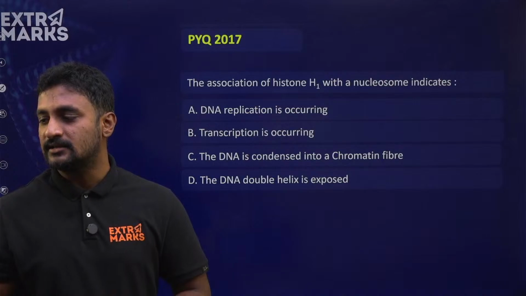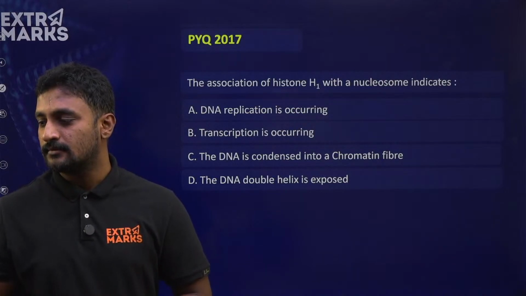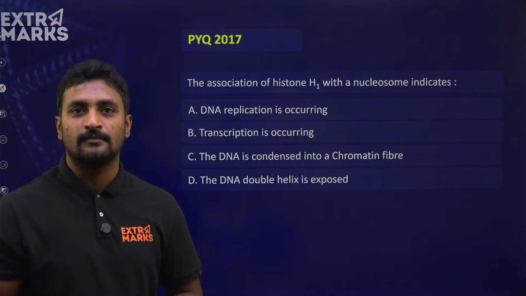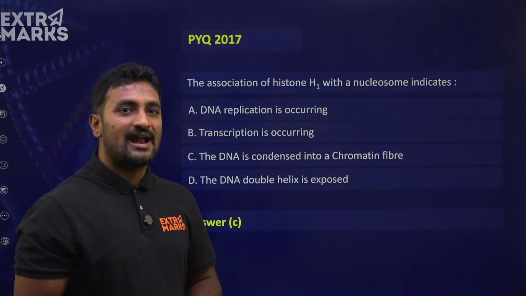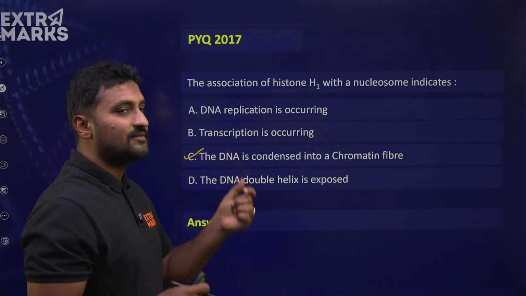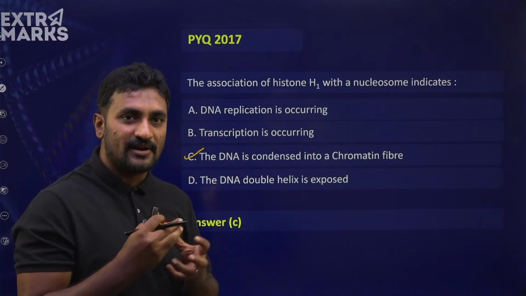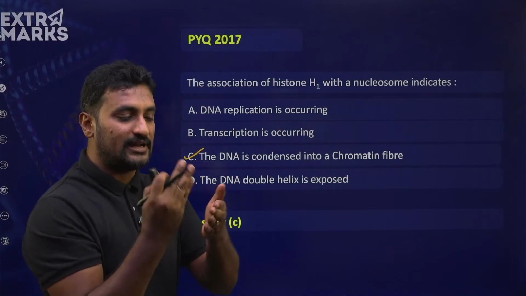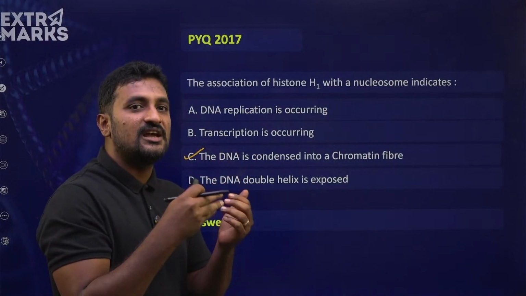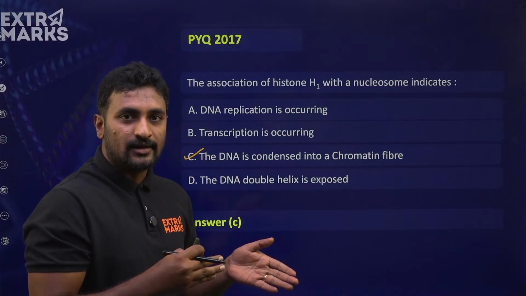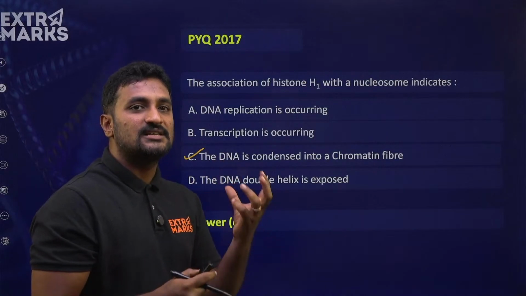You can write your answer in the chat section. Yes, absolutely right. Answer is C. So basically when DNA gets coiled around this histone protein, it gets condensed. The chromatin fiber gets condensed and the H1 protein is acting like a block. So this DNA will not roll back, right? So it is basically showing the chromatin fiber is highly condensed.